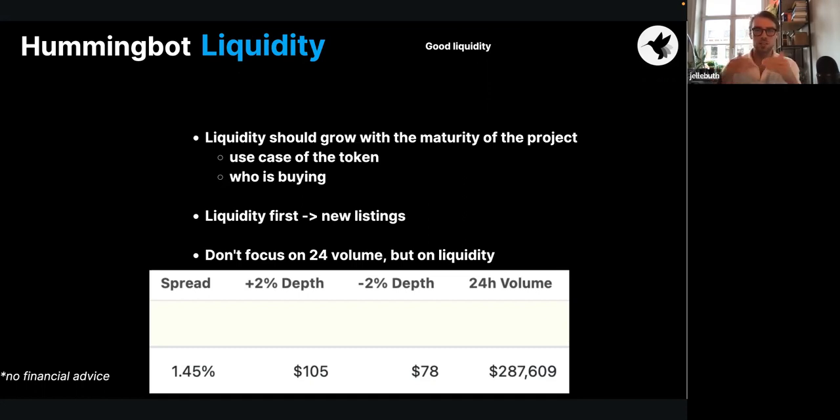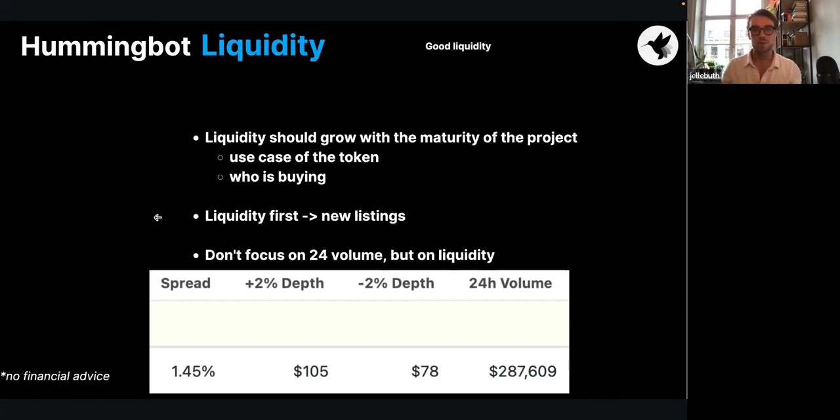Then you need to have at least a decent amount of liquidity so people can easily buy $400 of the token. While if your use case is, for example, securing the Ethereum network, you probably need way more liquidity than that. Or if your token is mostly used by retail traders, you might not need as much liquidity as if it's mostly bigger investors or bigger players buying the token. You probably need more liquidity.